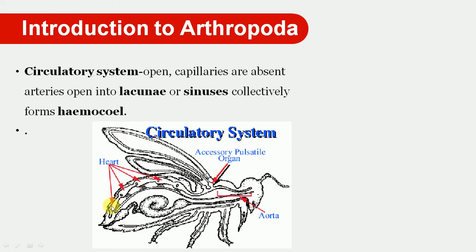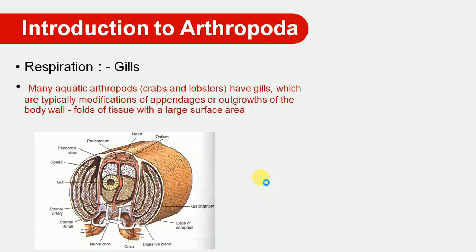Then respiration. Some animals respire through gills, some through a trachea, and some through book lungs. Many aquatic arthropods like the crab and the lobster have gills, which are typically modifications of appendages and outgrowths of the body wall. They form folded tissue with a large surface area. We can look at the pictures. This folding of a large surface is the gill part, and it acts as the respiratory mechanism in the arthropod animal.